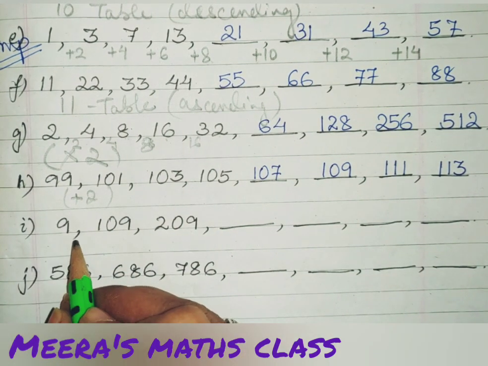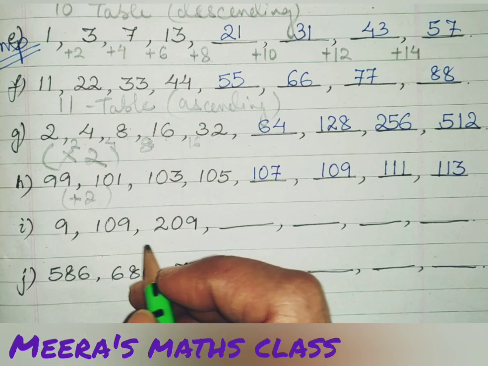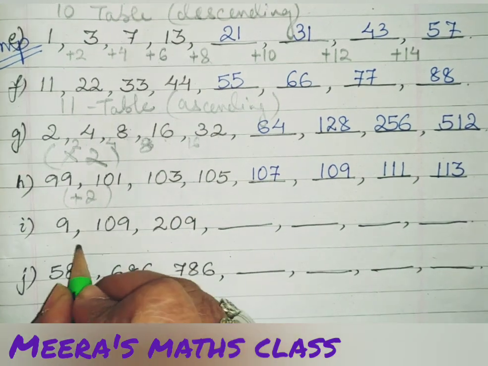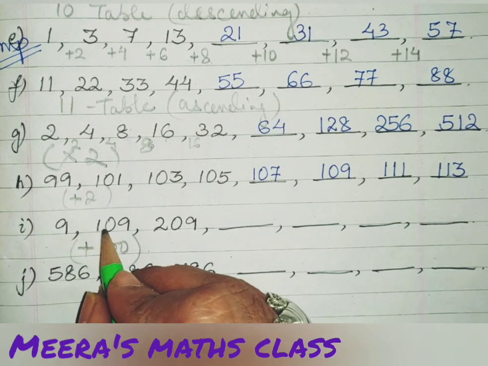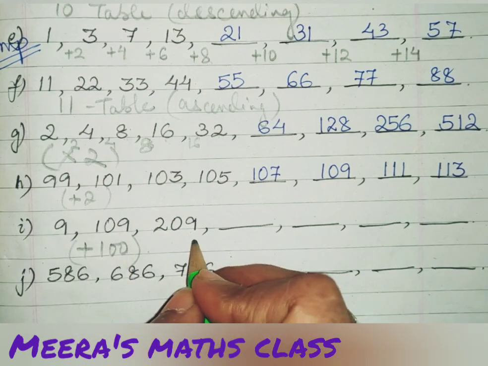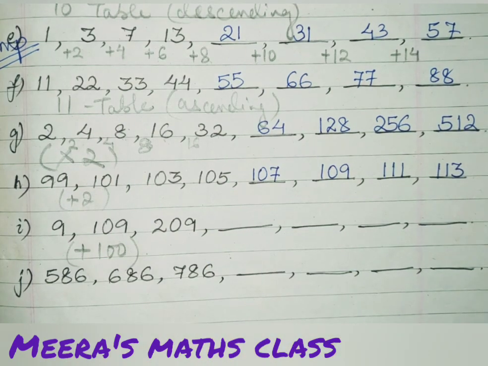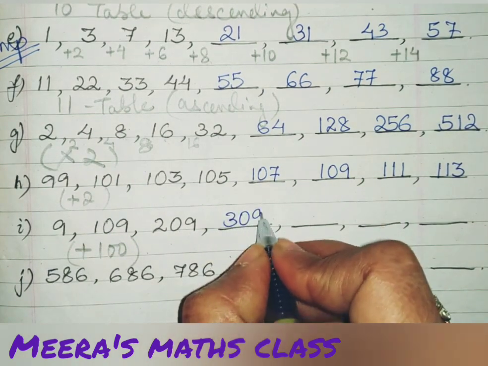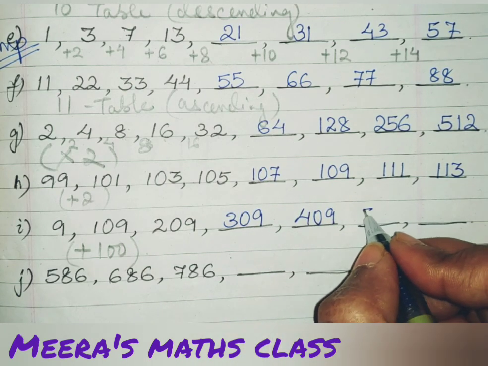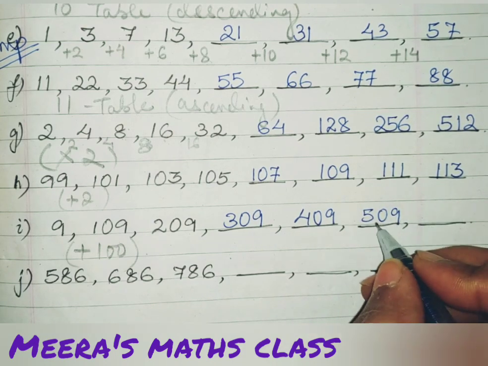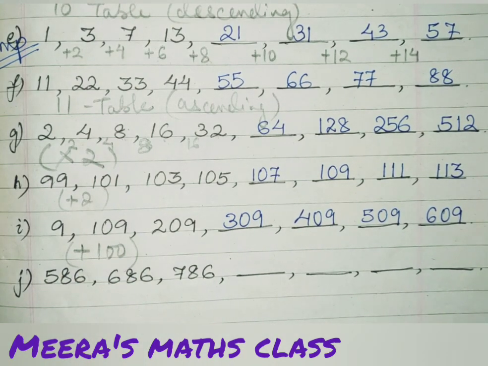Let's move to I. 9, 109, 209. So here we are adding 100. The difference between 109 and 9 is 100. 109 and 209, 100. So add 100 to this 209. That is 309. Add 100 to 309, 409. Again add 100, 509. Again add 100 to 509, that is 609. So here the pattern moves with plus 100.